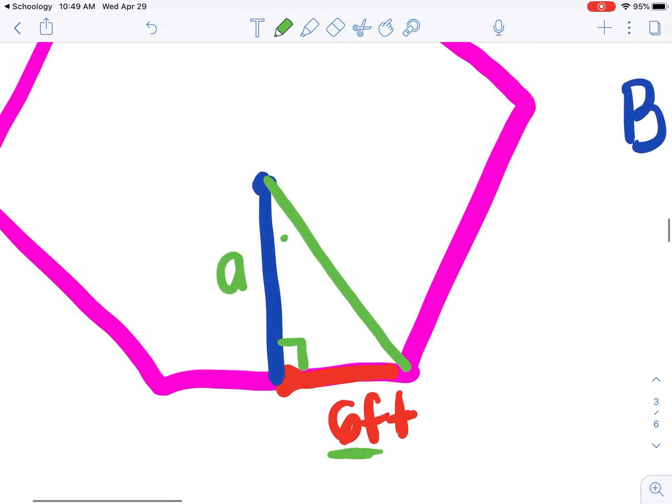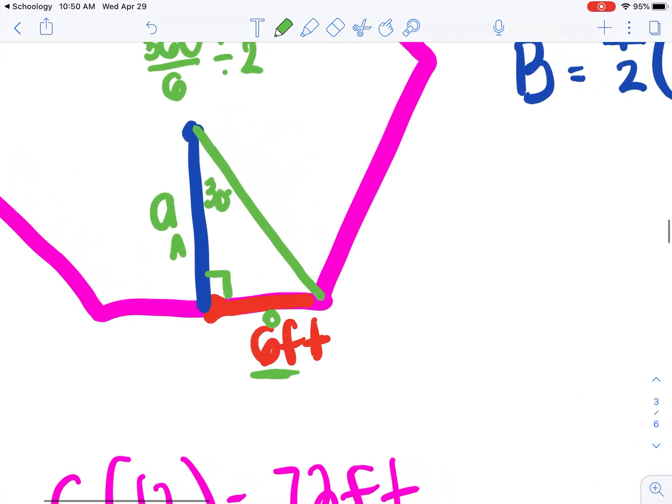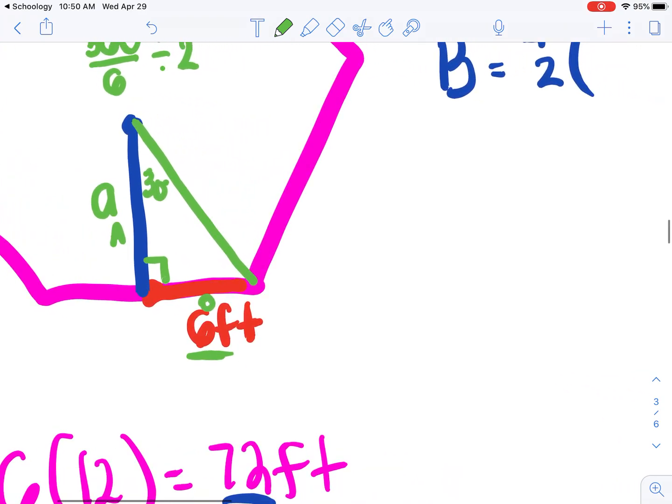Now I'm going to end up using SOHCAHTOA, but I have to find that angle right there. So to get that angle, I'm going to do 360 divided by the number of sides, which is 6, and then divide that by 2. So I end up getting that this angle is 30 degrees. Now I'm going to see if I use sine, cosine, or tangent. This is opposite, this is adjacent. So we're using tangent to find A.